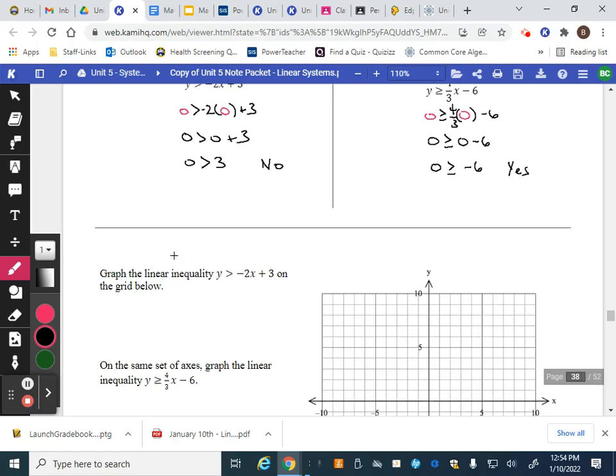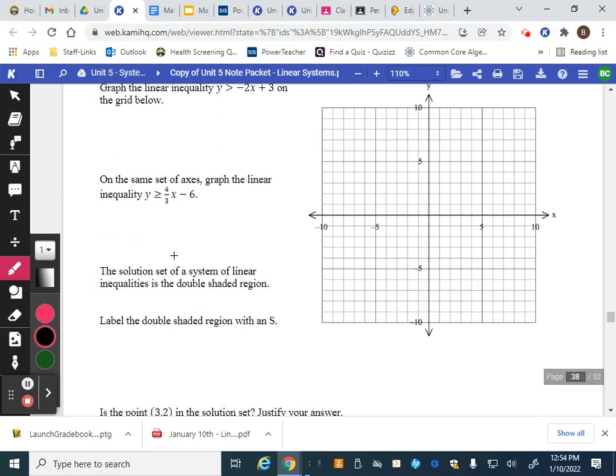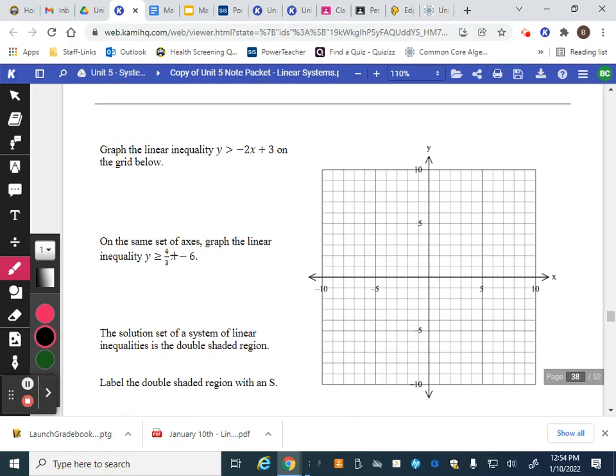But we're going to plot both of these inequalities on our grid here. So remember what we talked about in the last unit. When we have greater than or less than, the line is going to be a dashed line or a dotted line. And when it's greater than or equal to, less than or equal to, it's a solid line. So y is greater than -2x plus 3. I'm going to start at 3. I'm going to go down 2 and 1 to the right.